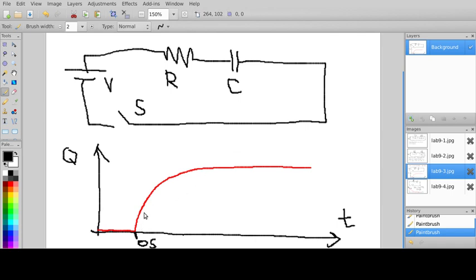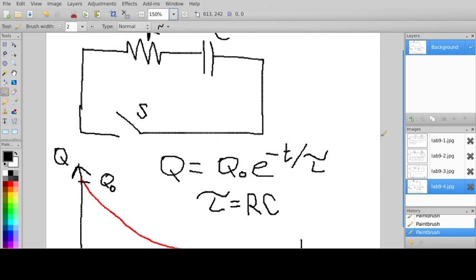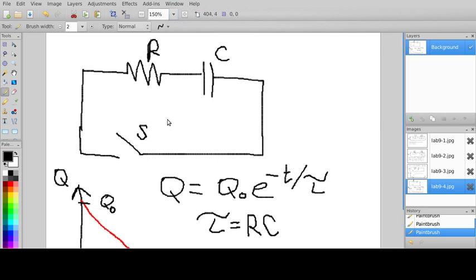Now, this is the circuit for charging up the capacitor. If we take the battery out and close the circuit, then you get a circuit that looks like this. Okay. And so now you say, where did the battery go? Well, the battery's gone. But imagine that the capacitor already has its charge on it, okay?